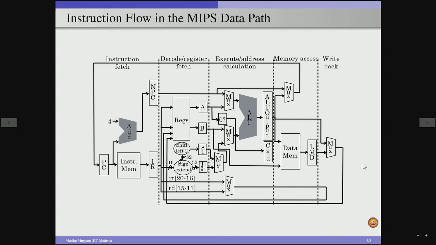And finally, we consider another mux which has two inputs. One is the output from this ALU output, and the other one is from the LMD. If it is an ALU instruction, we are going to select this output, and if it is a load instruction, we are going to select this input from the mux, and that will be sent to the register file, because this last stage is the write back stage where we are going to write to the register file.